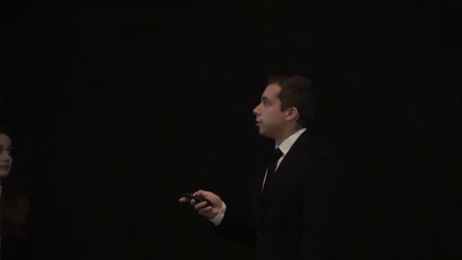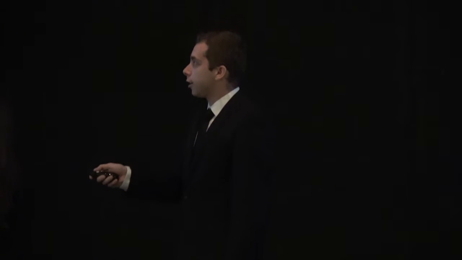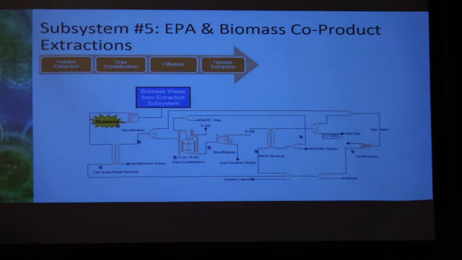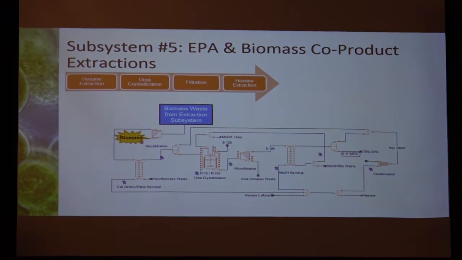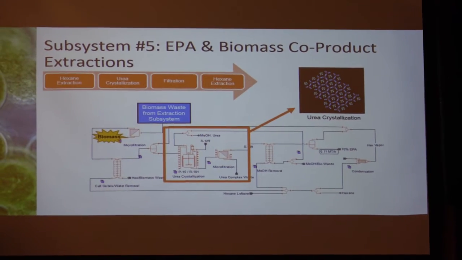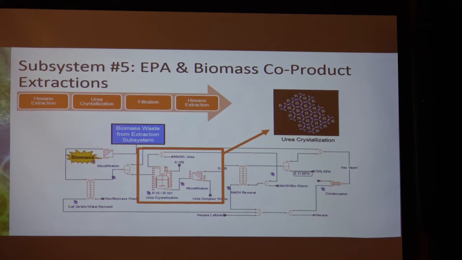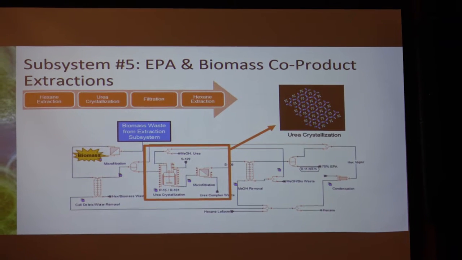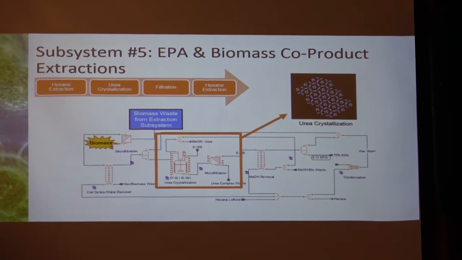So first we have our biomass waste from the extraction system, and then that is sent to a filtration step right here, which filters out the biomass, which we can then sell as a feedstock. And then the stream that contains lipids and fatty acids is sent through a hexane extraction to extract the lipids and fatty acids, which are then sent to urea crystallization. And urea crystallization is the main part of our EPA extraction process.